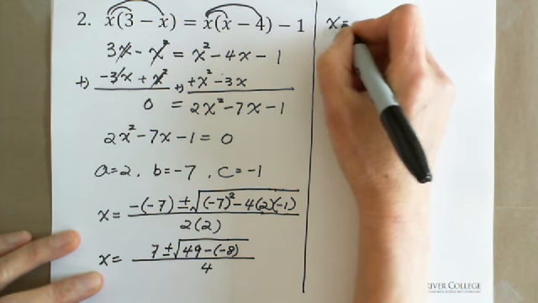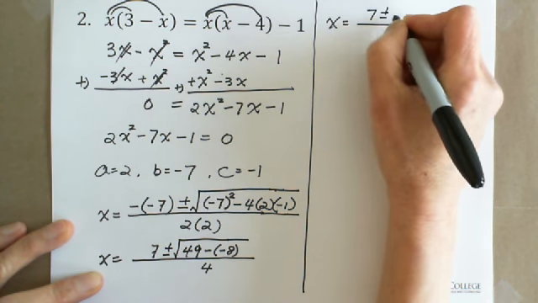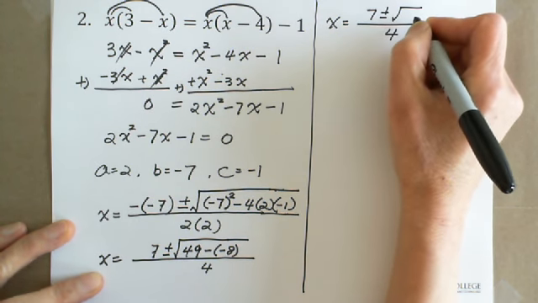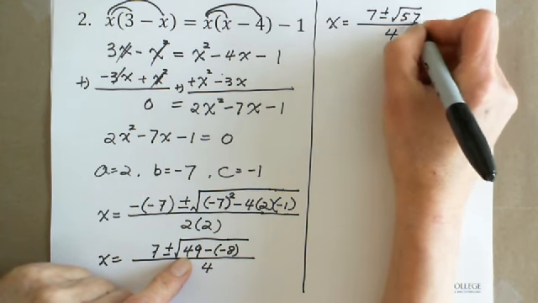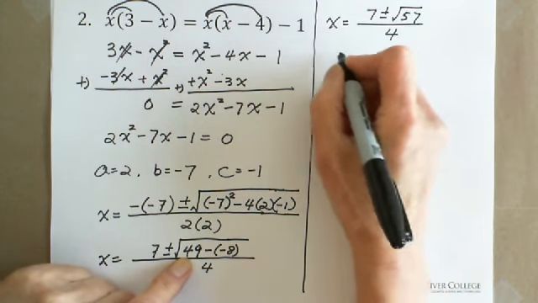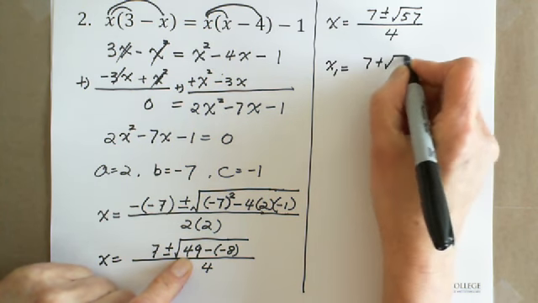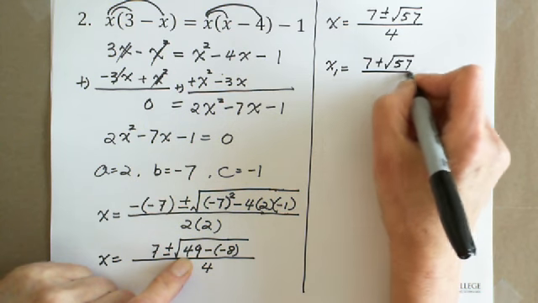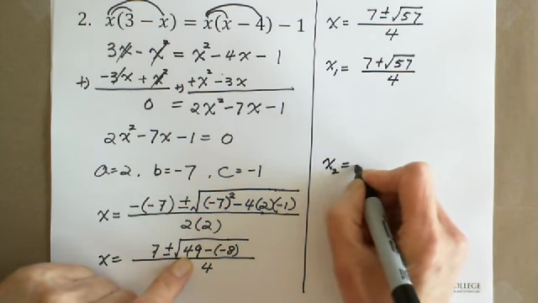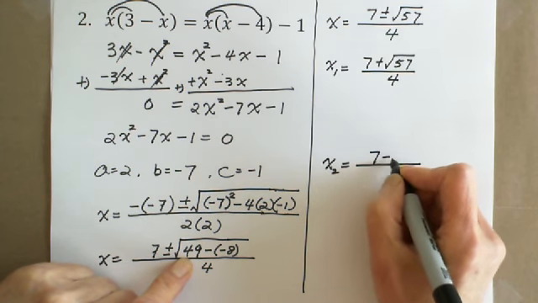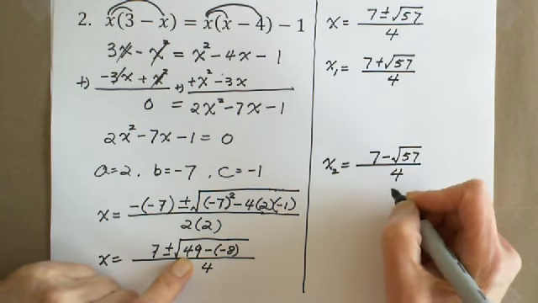And then we have x equals 7 plus minus square root over 4. This is 49 minus negative 8, which is plus 57. So one answer is x1 equals 7 plus square root of 57, over 4. The other solution is x2 equals 7 minus square root of 57, over 4.